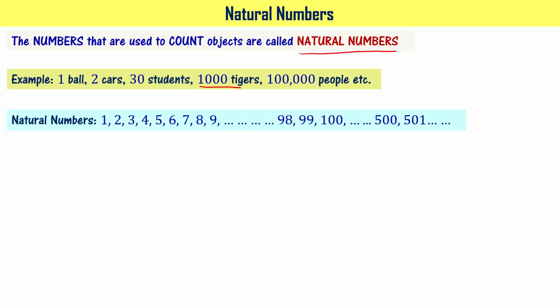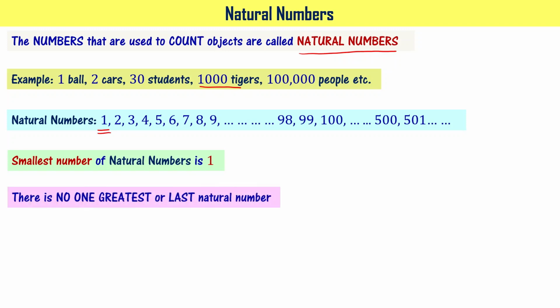It means the natural numbers are going to be 1, 2, 3, 4, 5, 6, 7, 8, 9, 10, 11, and so on. As you see here, the smallest of natural numbers is 1, right? What is the largest of the natural numbers? There is no one greatest or last natural number. It means you can write or count infinitely many natural numbers.